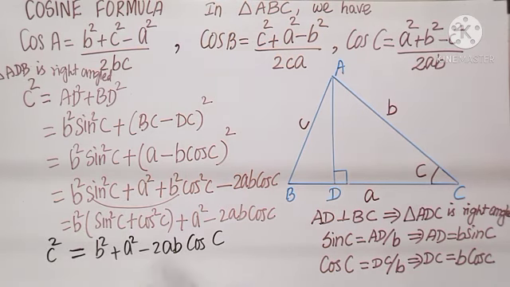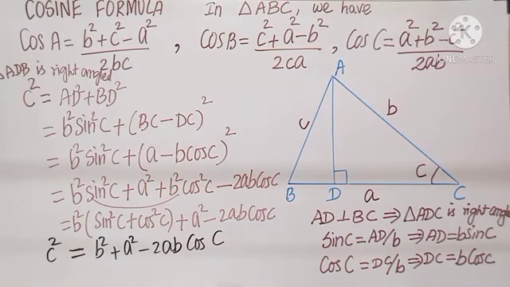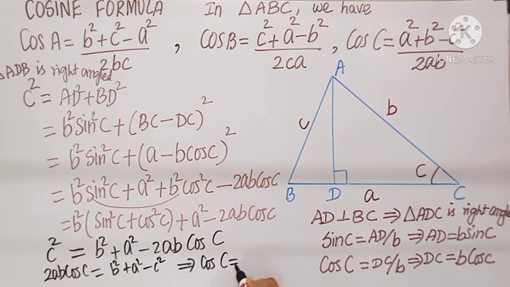So this we call the cosine formula, when I have c square on the left and the right hand side is having cos. I can rearrange and arrive at this form. So bring 2ab cos C here and c square to the other side. Or I will say cos C equals b square plus a square minus c square by 2ab.